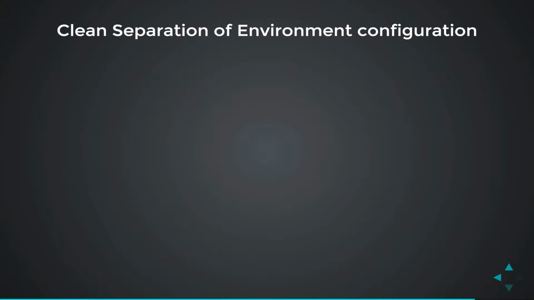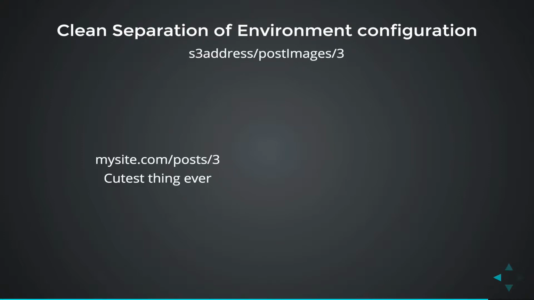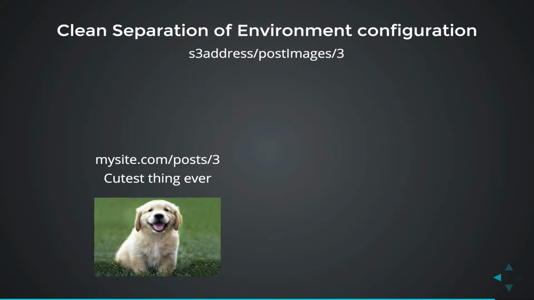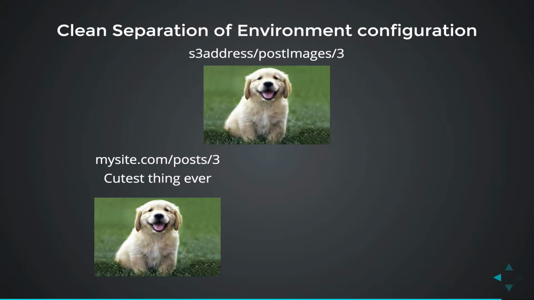For example, let's say you have an image field, which is stored on S3. The article title is Cutest Thing Ever, and the photo is of a cute puppy. That has an S3 key, which is determined by the ID of the post. So that puppy photo is uploaded to S3 under post images 3.